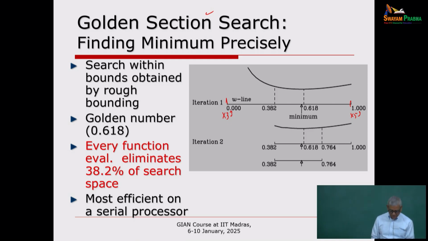Now the golden section, all of you know about the golden number. Maybe those of you in civil engineering have studied it. It's a number associated with pleasing your eye. Many buildings are made with this proportion of 0.618.